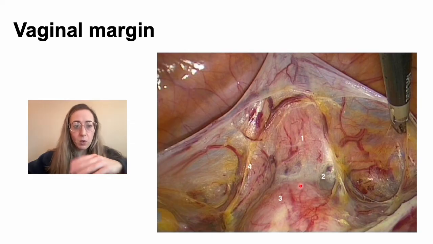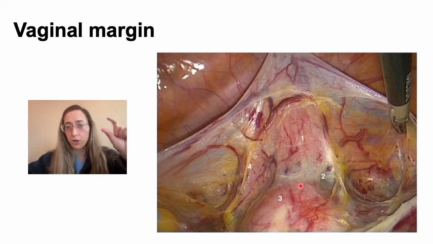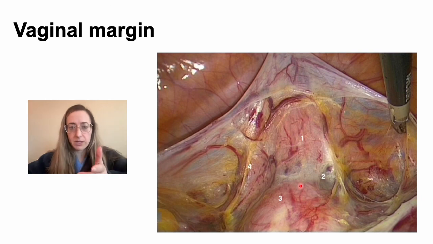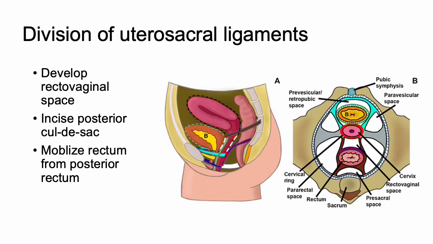Once you have your bladder pillars down, you may need to do a little bit more dissection of the bladder off of the vagina in order to get your 1/3 to 1/4 vaginal margin for this type C radical hysterectomy. Okay, so we're almost there.